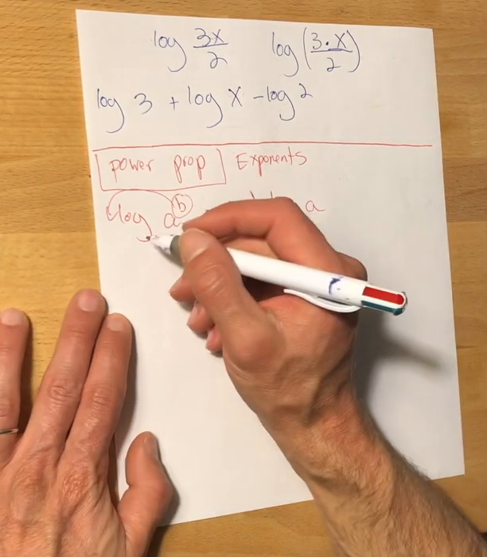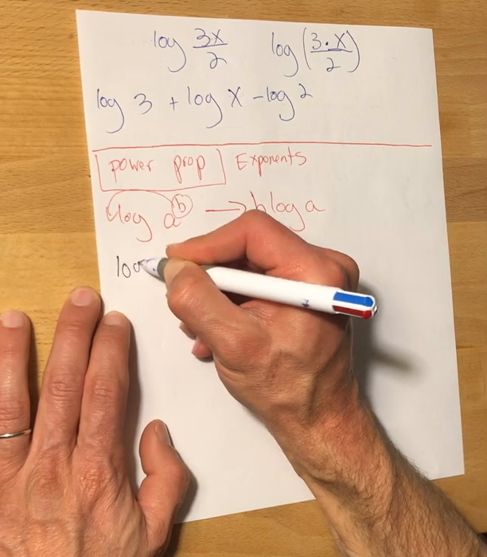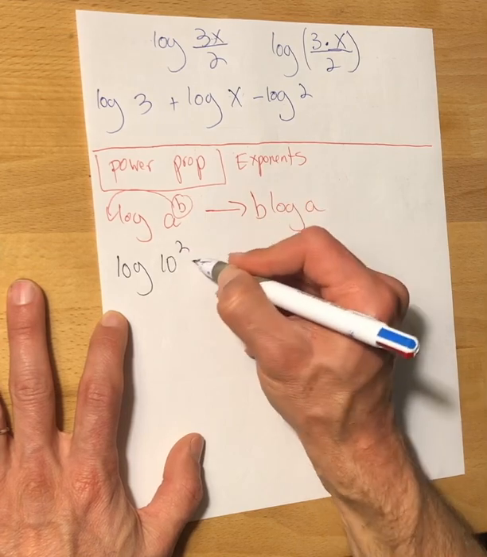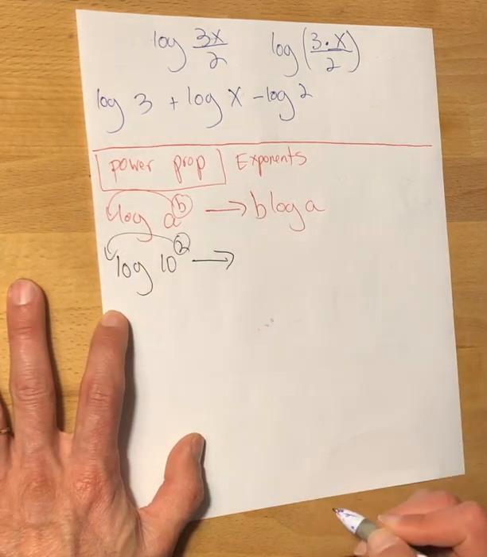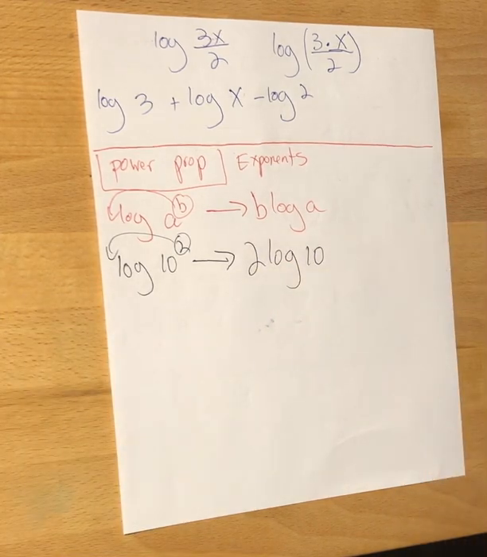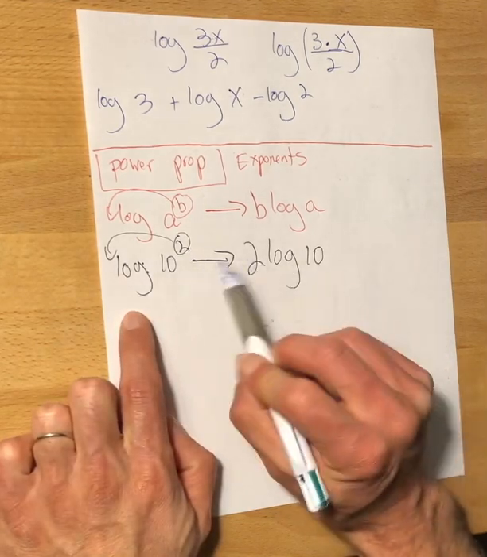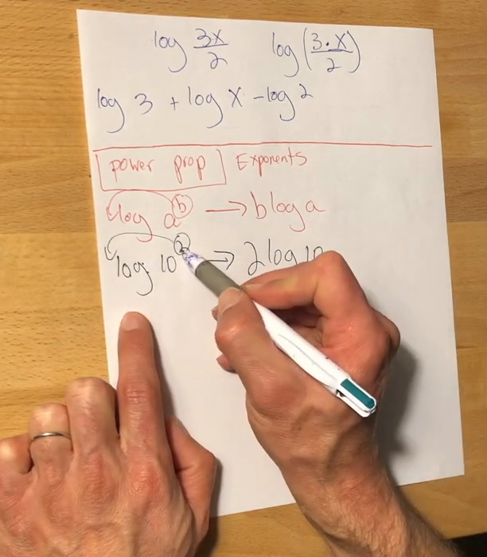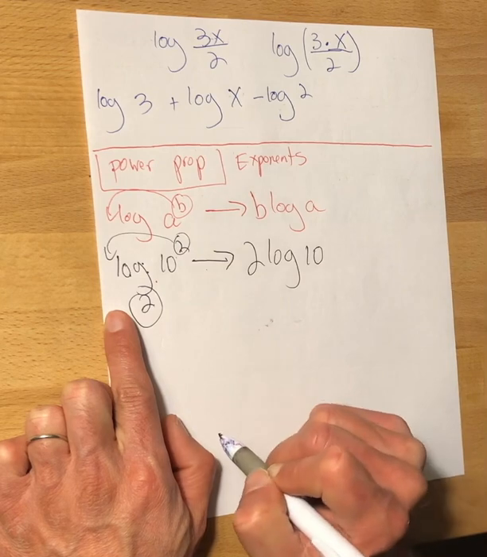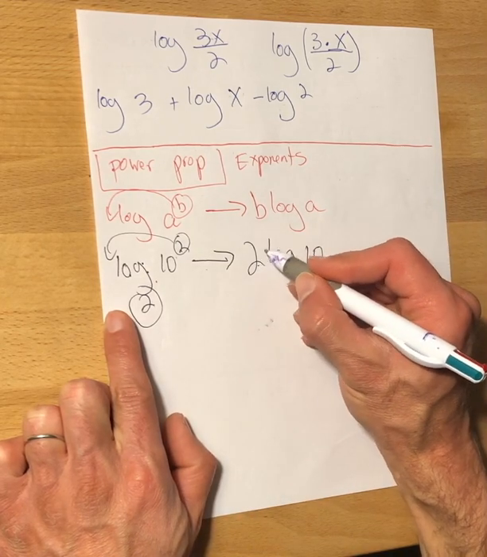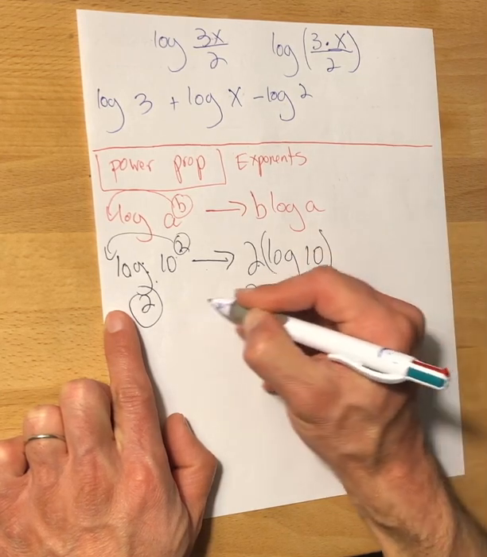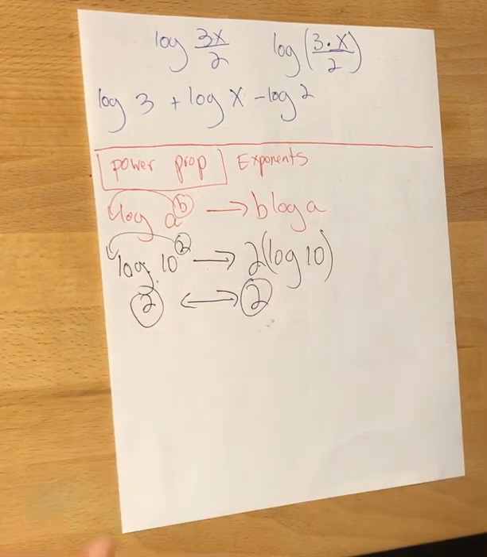The example that I have you do is: rewrite log base 10 of 10 squared. This is the same thing as this exponent going to the front, so it becomes 2 times log 10. Well, let's see, these two should be the same. What is log base 10 of 10 squared? The answer is 2 because 10 raised to what power equals 10 squared? 2. And this is 2 times log 10. What's the value of log 10? 1. 1 times 2 is 2.